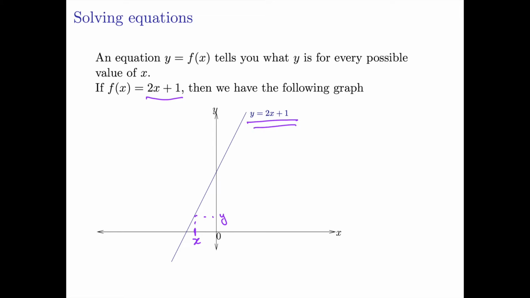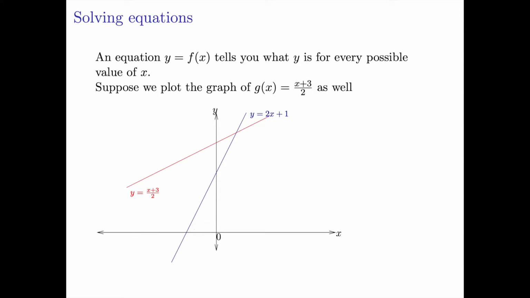A single equation like this isn't going to tell us what x or y has to be. It just tells us the relationship between x and y. Suppose we plotted the graph of this function g as well. So we have another equation, y equals g of x, for some other function g, which is (x plus 3) over 2. Then we get this other relationship between x and y. So when you have two equations, y equals g of x and y equals f of x, then you've got two different relationships between x and y.